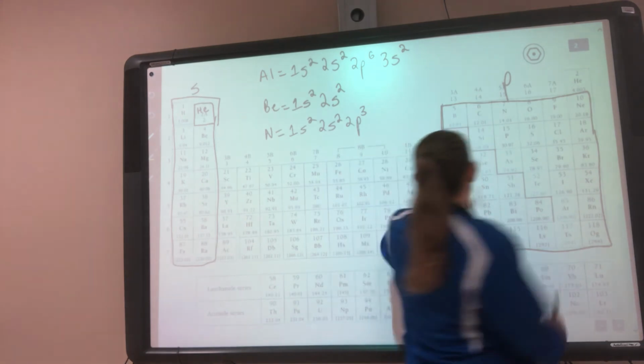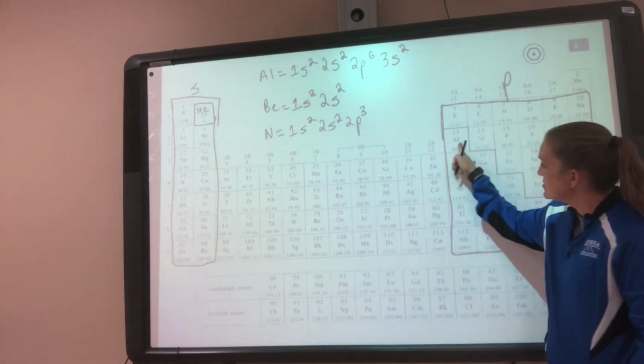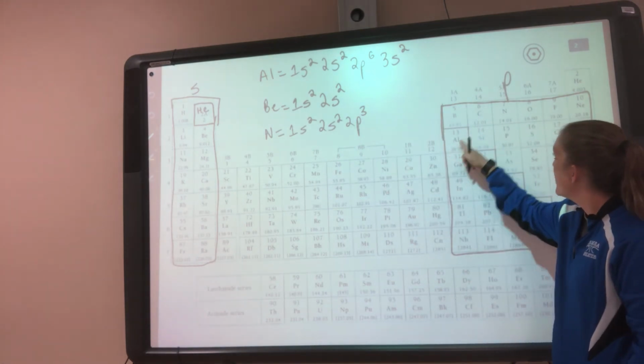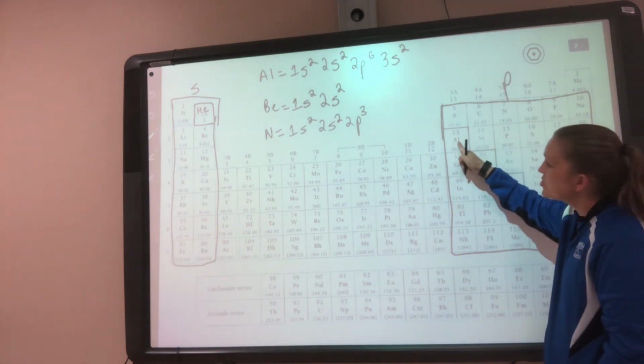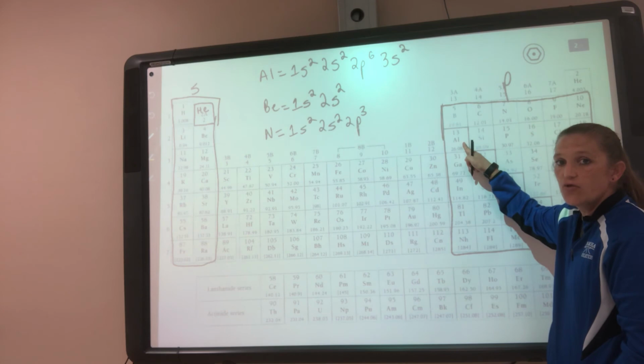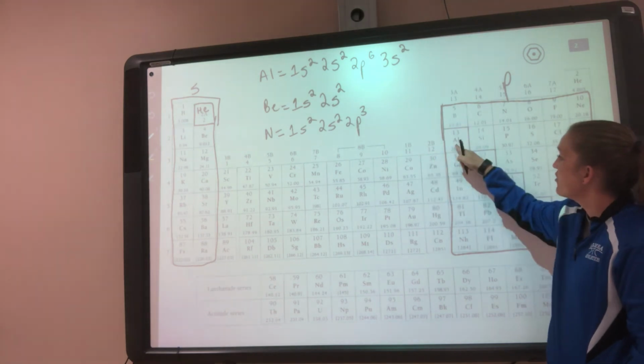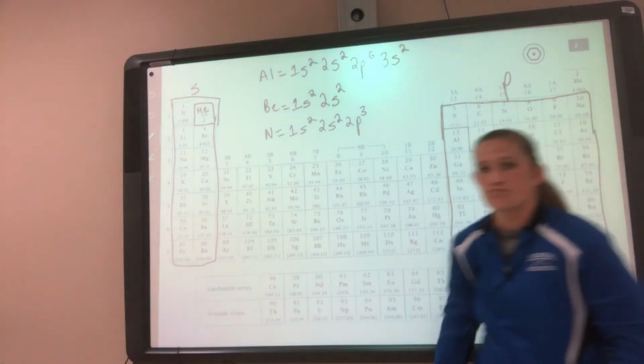Now I come over here. Finally I get to my aluminum. It's in row 3, and it's a P, and I only need it. I don't need to keep going because I'm only trying to write the electron configuration for aluminum. So I stop here. So it's 3P1.